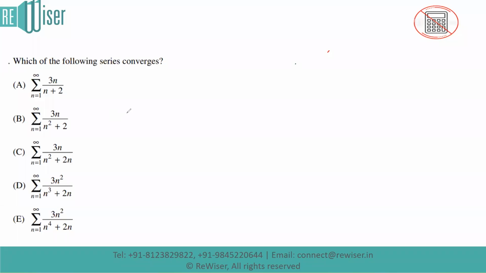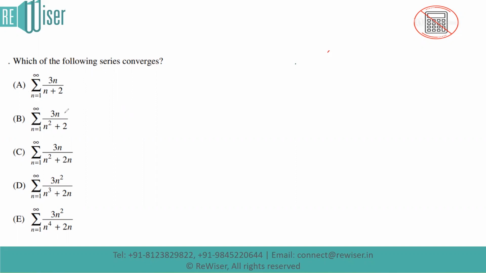This question comes under sequence and series. That's chapter number 10 in AP Calculus BC, so this concept comes only for Calculus BC. Which of the following series converges? We need to check which of these converges. In these types of questions, we have to take each and every option and try to solve it.